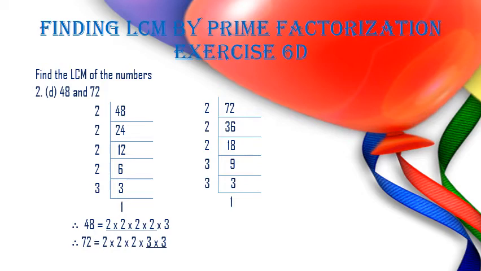So we will take the maximum number of times in which a factor appears in the given numbers. The maximum number of times in which 2 appears is 4 times, and the maximum number of times in which 3 appears in the given numbers is 2 times. So the LCM of 48 and 72 is 2 multiplied by 2 multiplied by 2 multiplied by 2 multiplied by 3 multiplied by 3, which is equal to 144. So 144 is the LCM of 48 and 72.